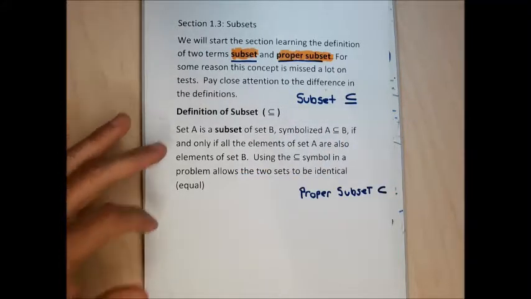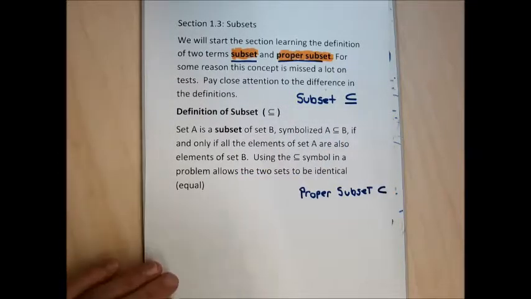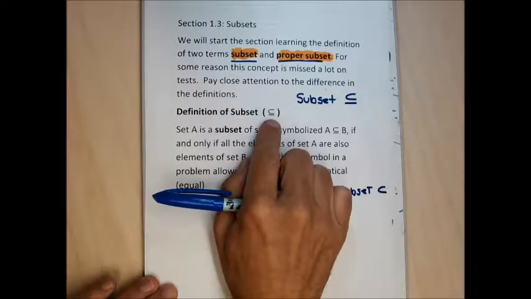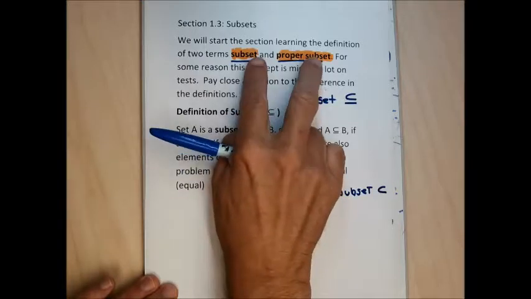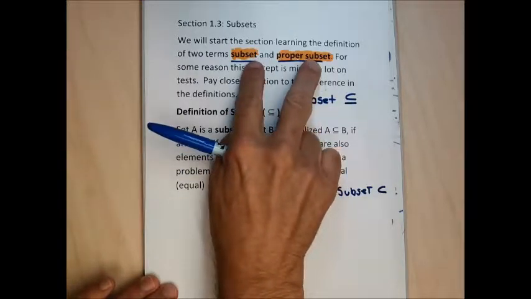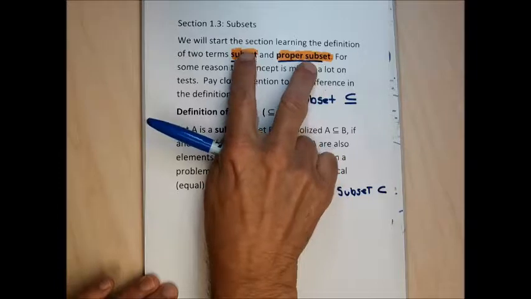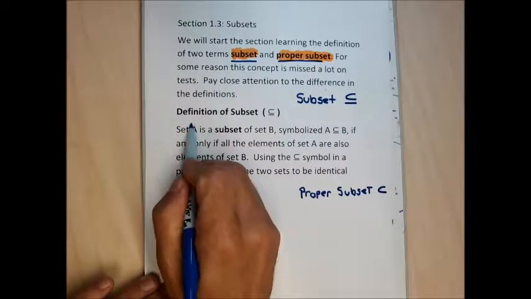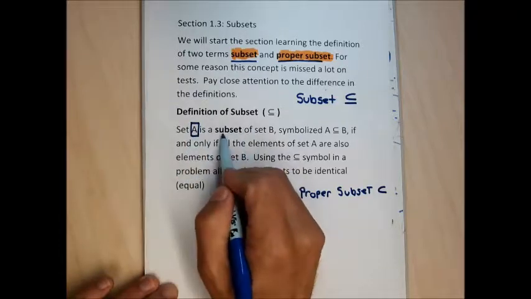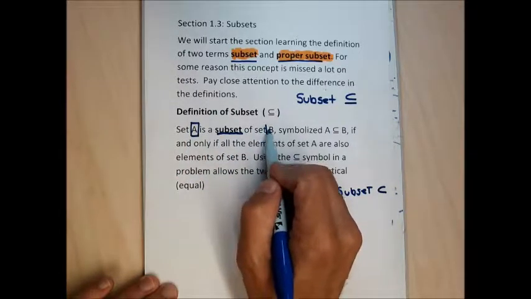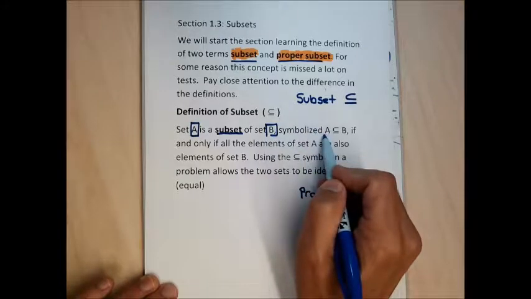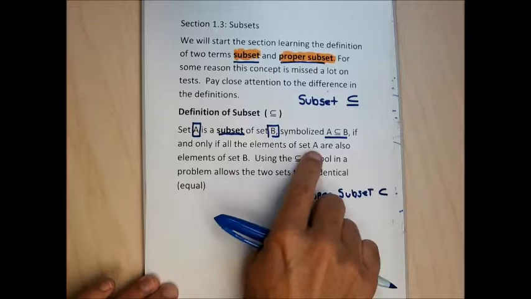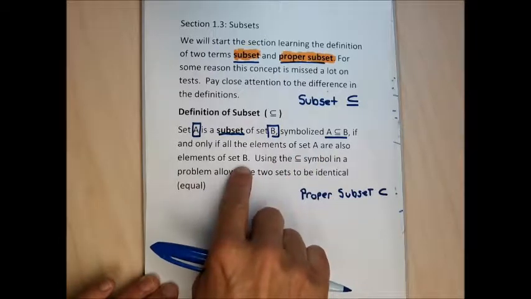So first thing I need to do is define what a subset is. And a subset compares two sets. When we use the word subset or proper subset, we're very specifically comparing one set to another set. We can say one set A is a subset of another set B, given the symbol, if and only if all the elements of A are also elements of B.